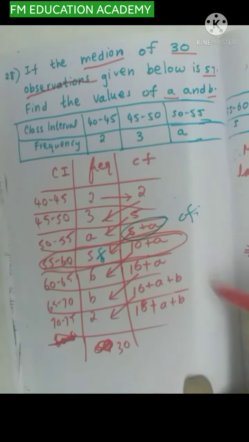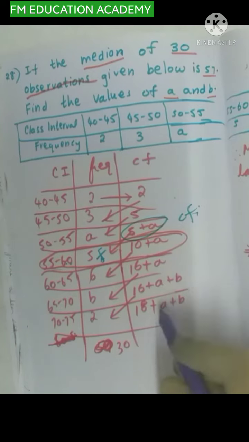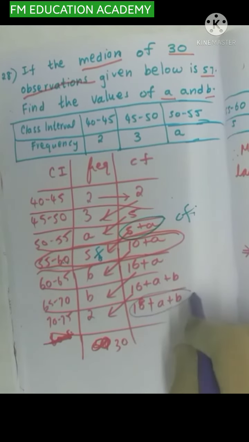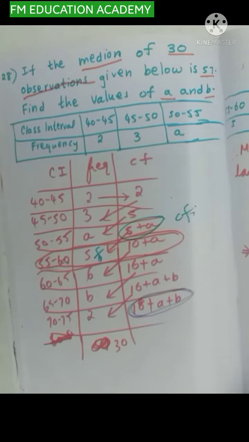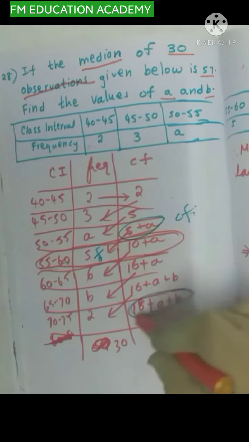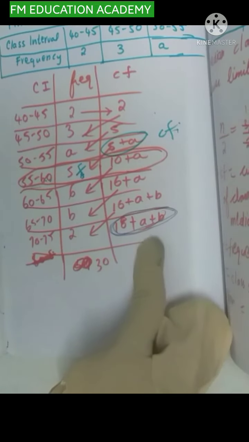This value which we have here will also be equal to the number of observations n. So here 18 plus A plus B is equal to how much? 30, because this value, the last column, will be equal to the n value. N is equal to 18 plus A plus B.